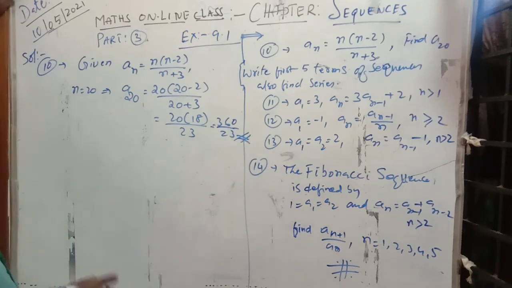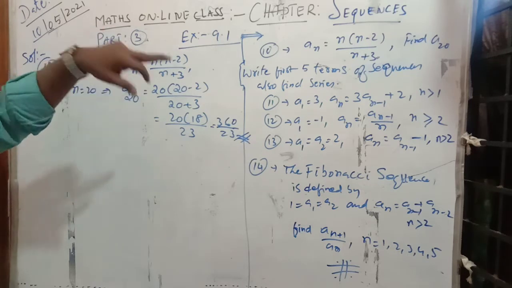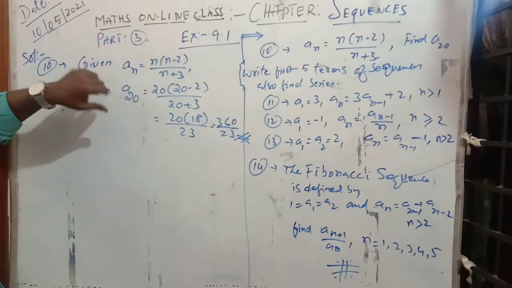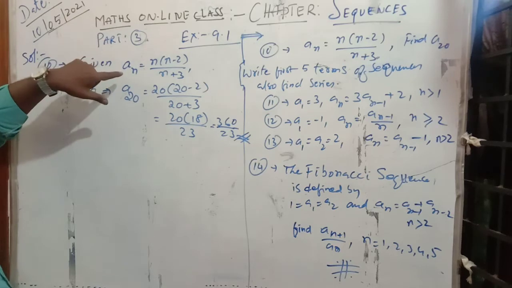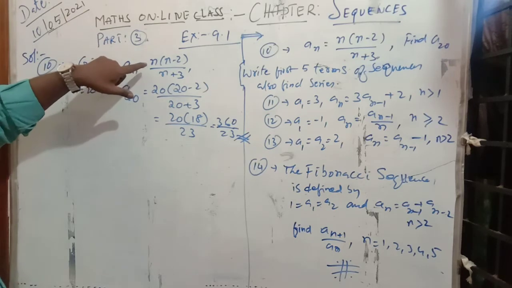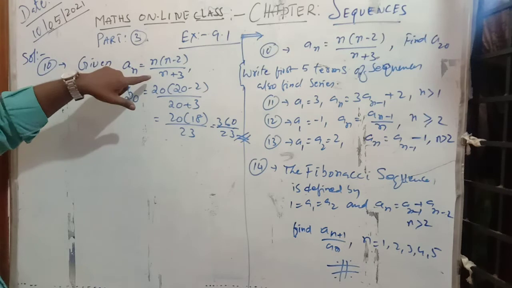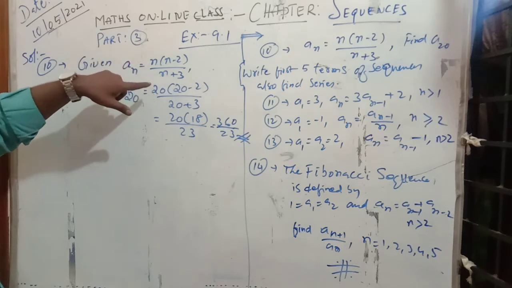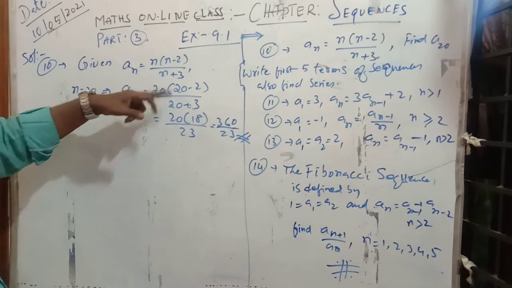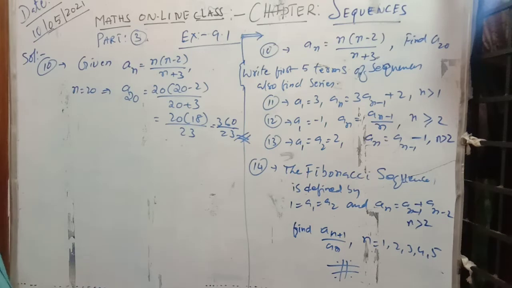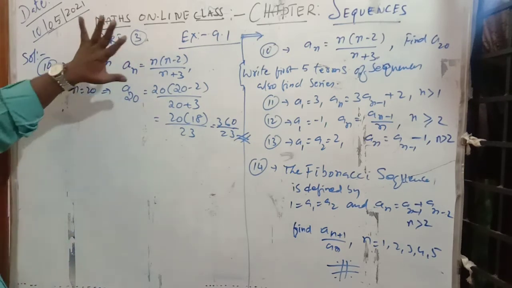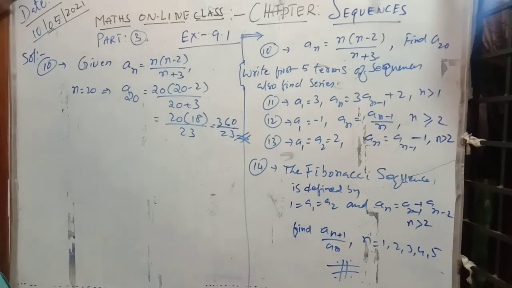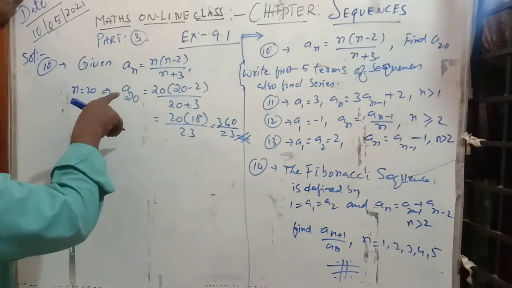So this is A20, the 20th term of the series. Given series, you write it as: the series is an for different values of n, that is natural numbers. 1 times (1 minus 2) by (1 plus 3), 2 times (2 minus 2) by (2 plus 3), 3 times (3 minus 2), like that it is given. In that series we find A20.